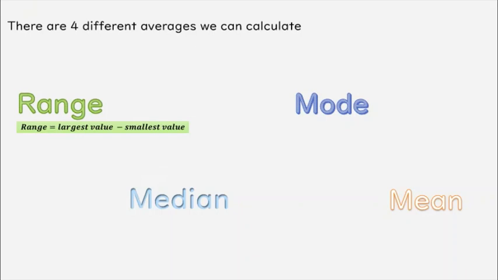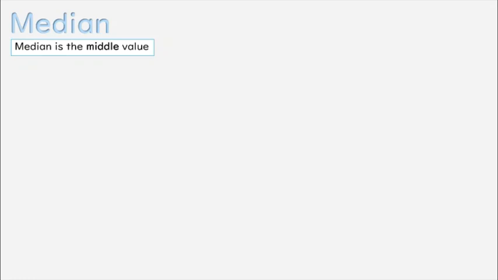On to the summary slide. We've done the range, we're moving on to the median. The median is the middle value. I always try and get us to remember it as median, sounds a little bit like middle. So median, middle. How do we work it out?